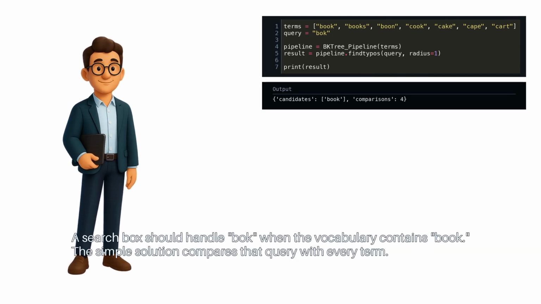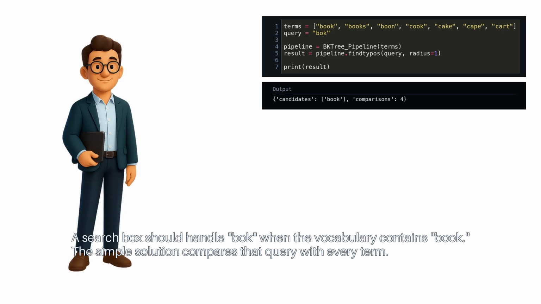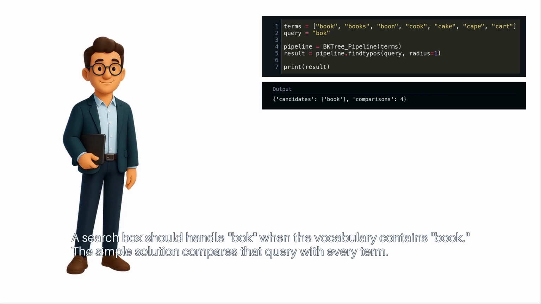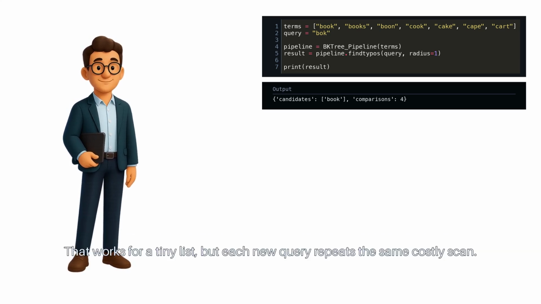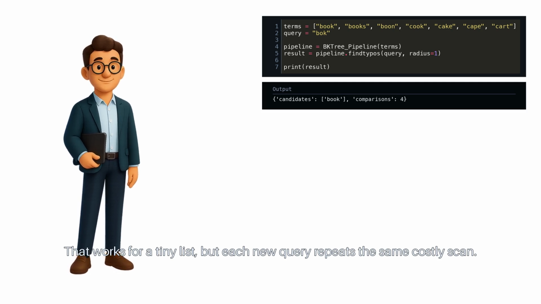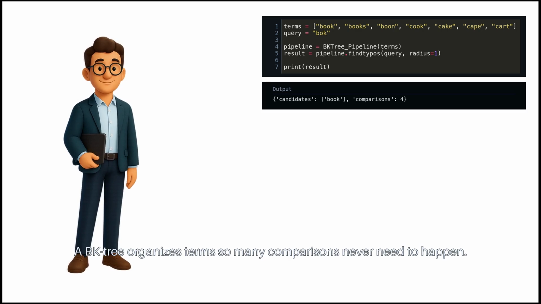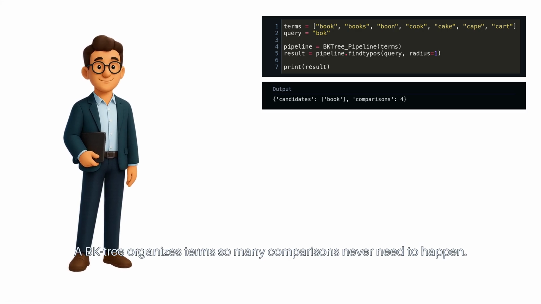A search box should handle bok when the vocabulary contains book. The simple solution compares that query with every term. That works for a tiny list. But each new query repeats the same costly scan. A BK tree organizes terms so many comparisons never need to happen.